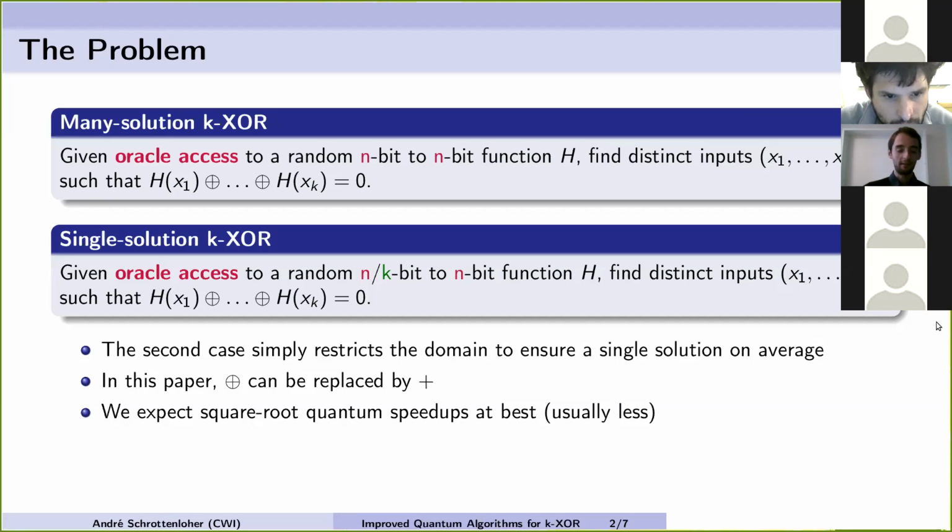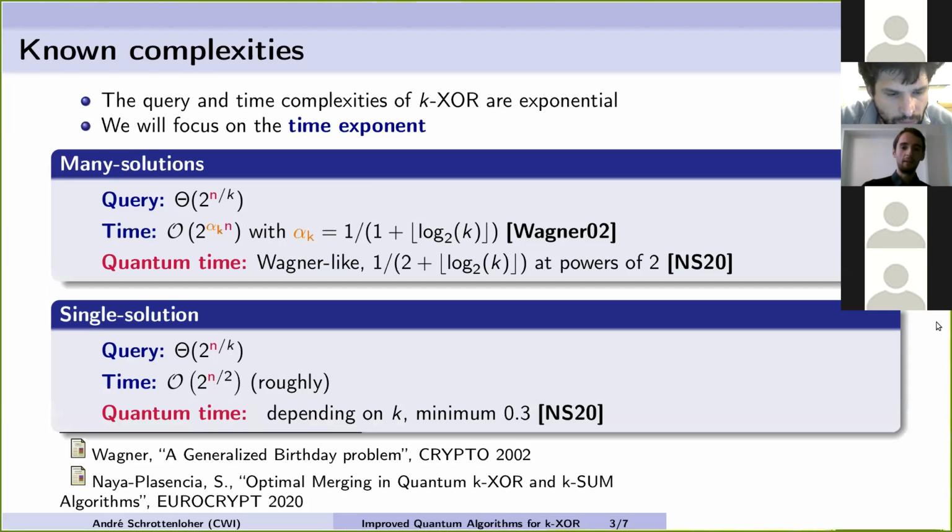In particular, we expect basically square root quantum speedups at best, and usually it's going to be less. Also, what's very important is that the query complexity and the time complexity are very different. So we're going to focus on the time complexity here. Basically, we want to use this as a black box, as a tool for cryptanalysis.